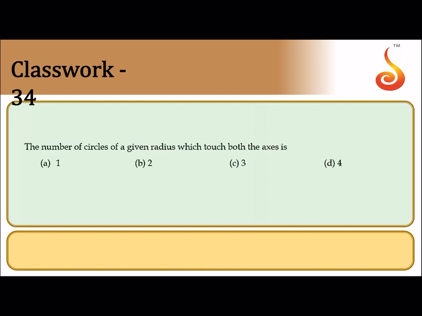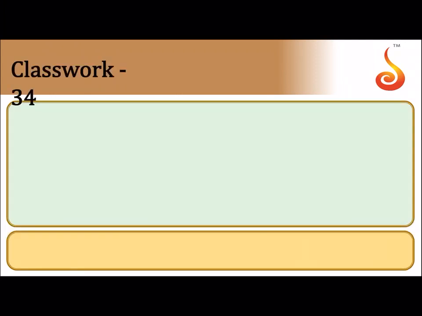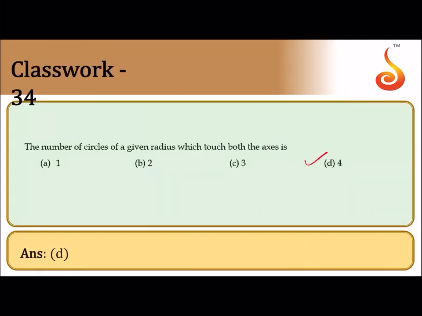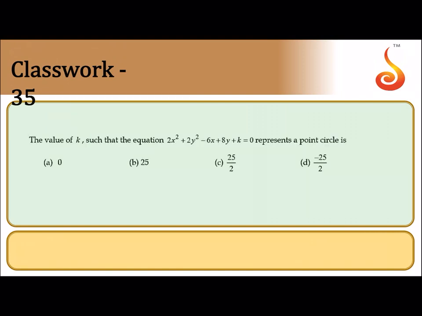34. Number of circles of a given radius which touch both the coordinate axes. Obviously 4 will be there: first quadrant, second quadrant, third quadrant and fourth quadrant. So 4 circles are possible. Option D is correct.